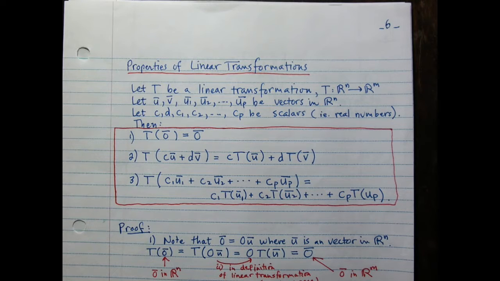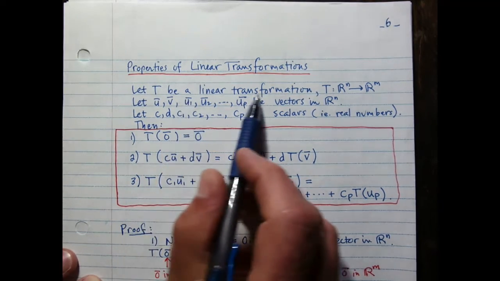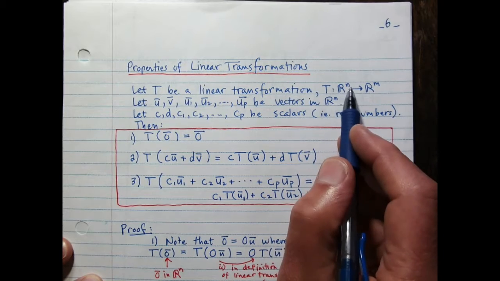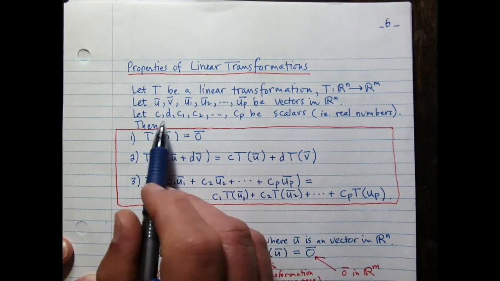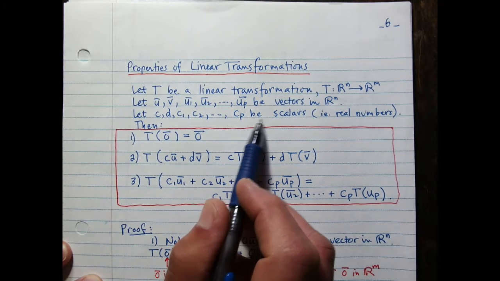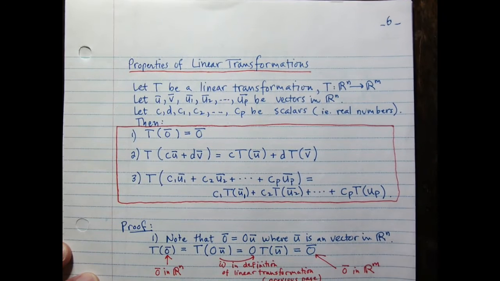We're continuing to work our way through our handout on section 1.8. We're on page 6 where we get to properties of linear transformations. And so here we say let T be a linear transformation from Rn to Rm. So the u's and v's are vectors, the c's and d's are scalars or real numbers. And there are 3 properties listed here.